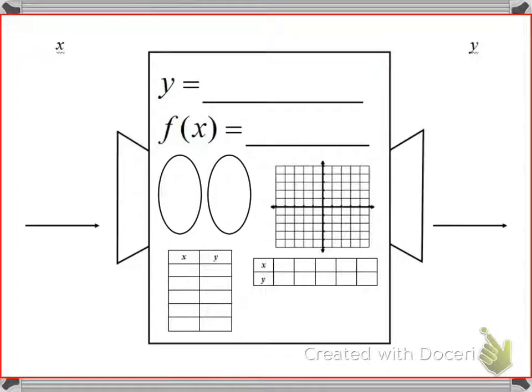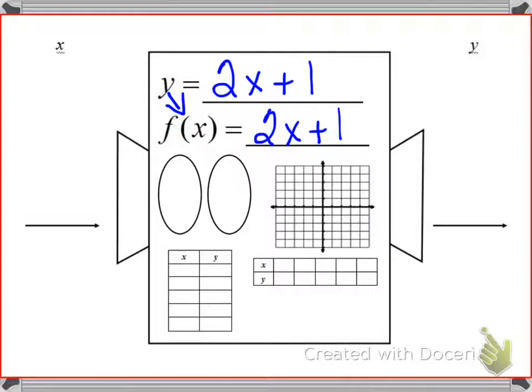So this should look like the page that you received in class today. As I said, we're going to fill out the middle section first. So I'm going to go ahead and make up an equation as an example. So y equals 2x plus 1. And you'll see below it, it says f of x equals something. F of x is just a fancy way of saying y. So if y equals 2x plus 1, f of x also equals 2x plus 1.